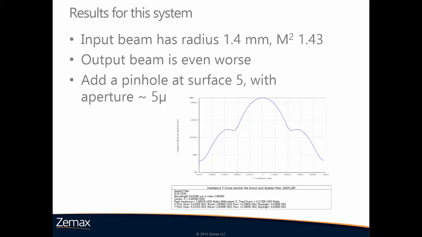So what we're going to do is add a pinhole at surface number 5, and I'm going to set its aperture to be about 5 microns. I do that because when we looked at the irradiance, it minimized at about 5 microns. As well as cutting the beam down, we also want to minimize the amount of diffraction that's introduced by the pinhole. So that's why I'm choosing a 5 micron distance.